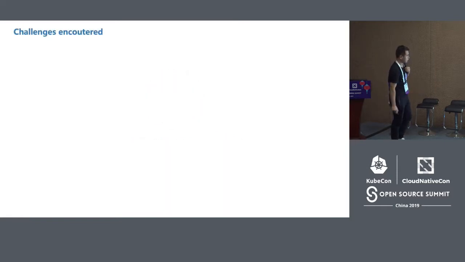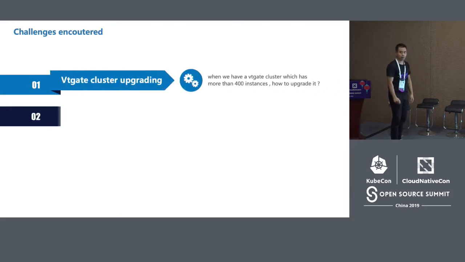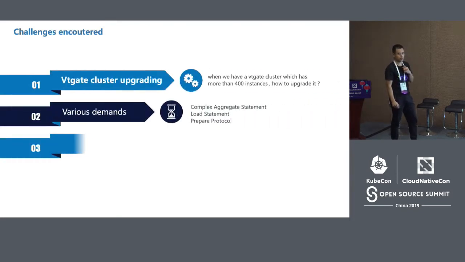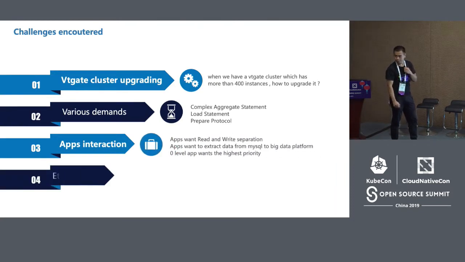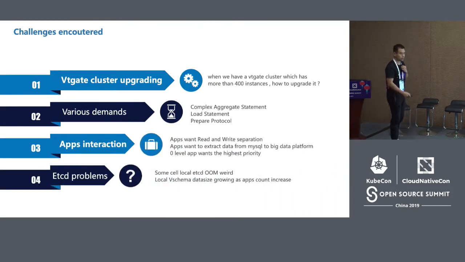I'll start with challenges encountered. JD is operating, fair to say, the largest Vitess cluster in China. Online, we have over 20,000 tablets and around 3,000 EPS, and we have the largest VTK cluster around 400. So in operation, we have encountered many problems.